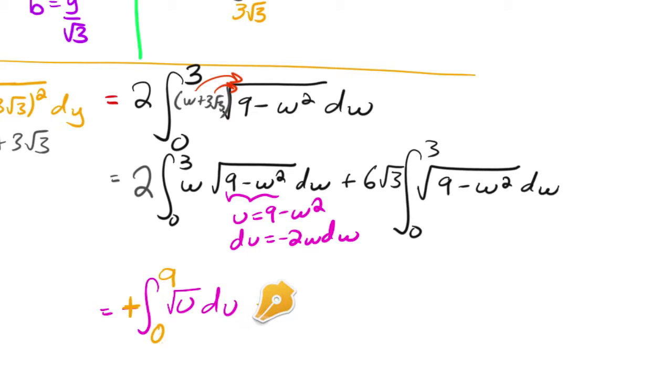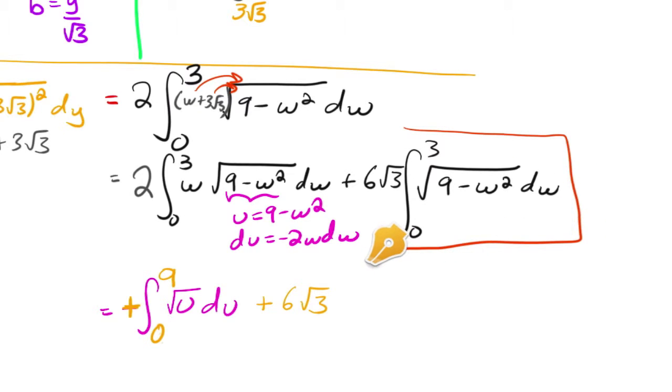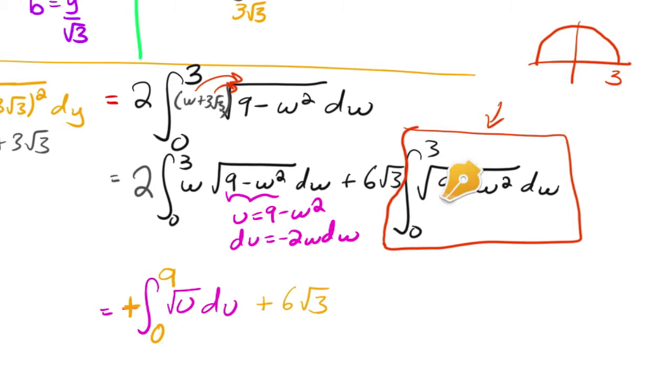Okay, and then this one looks like you're going to have to use trig substitution, but in reality, you can use trig substitution, but looking at this, notice how this square root of 9 minus w squared is simply half of a circle of radius 3. And the integral from 0 to 3 is simply the area underneath the curve, which is half a circle, from 0 to 3.